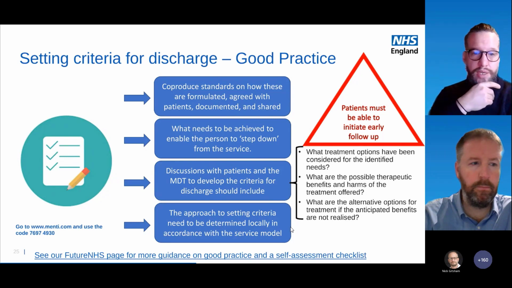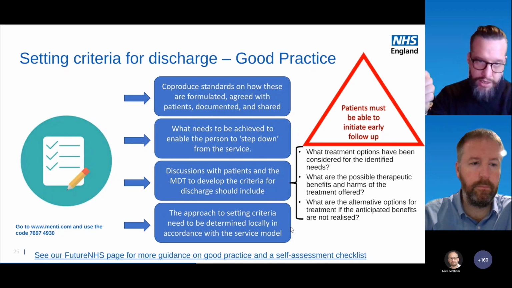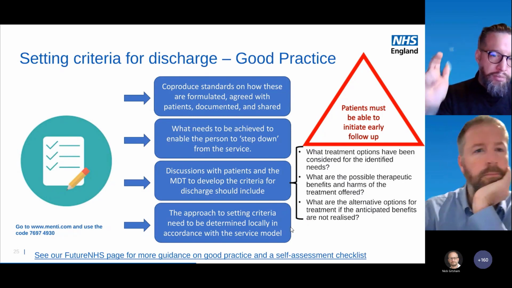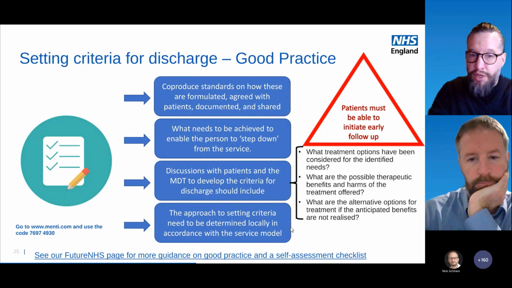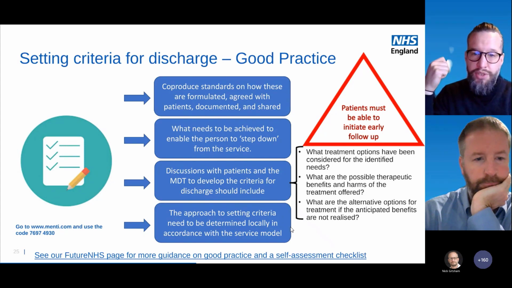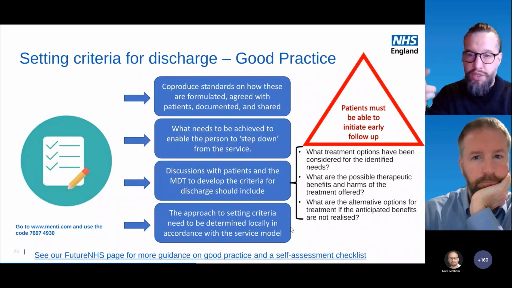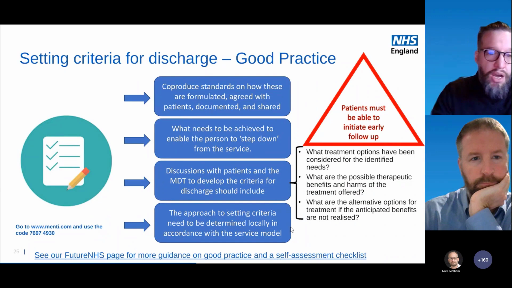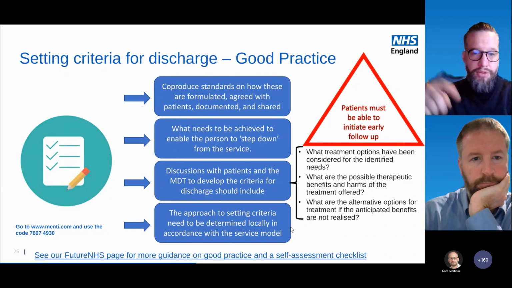And key things to consider when developing these are, again, you'll need to work with patients, carers and clinicians to co-produce standards for how they are to be formulated, how they are to be agreed with patients, and how they're to be documented and shared. The approach to that may be taken in different ways. You might want to use specific clinical criteria, or you might want to use routine outcome measures, be it PHQ-9 and GAD-7, or goal-based outcomes or dialogue. But the criteria need to align to the expected outputs of the treatment that's being delivered by the service.